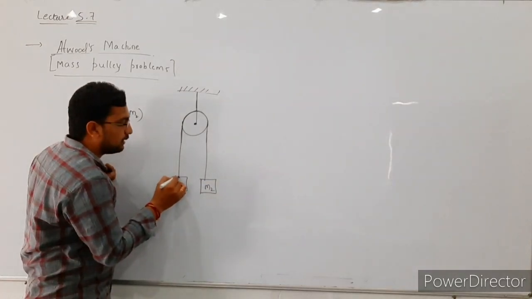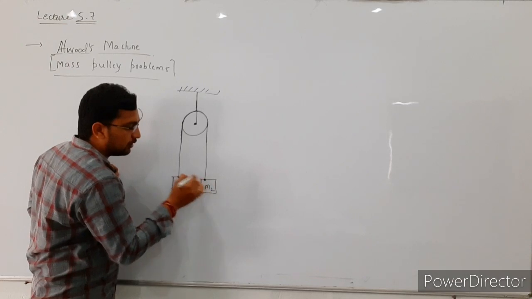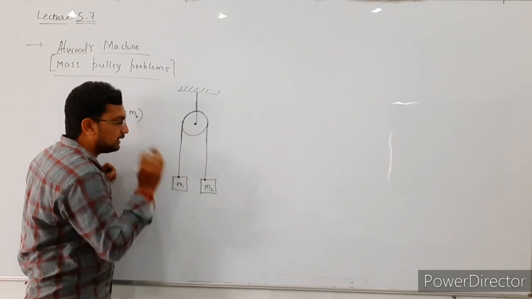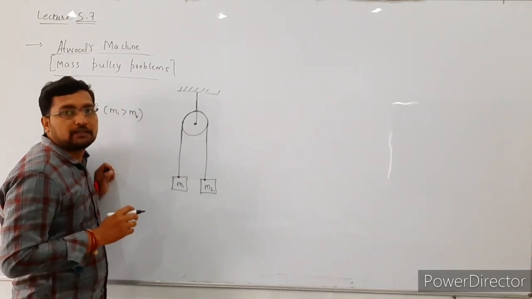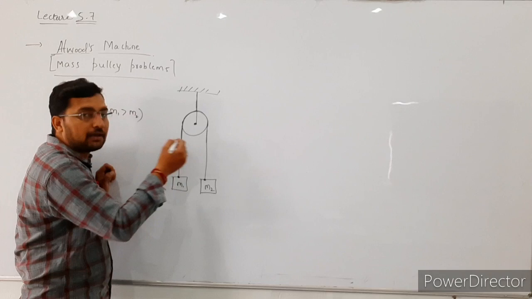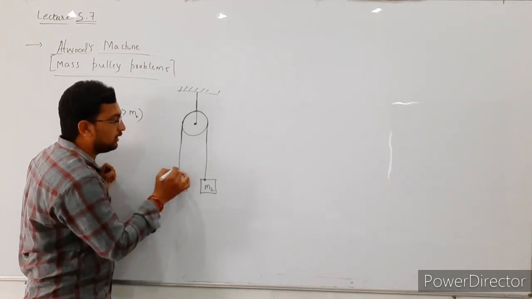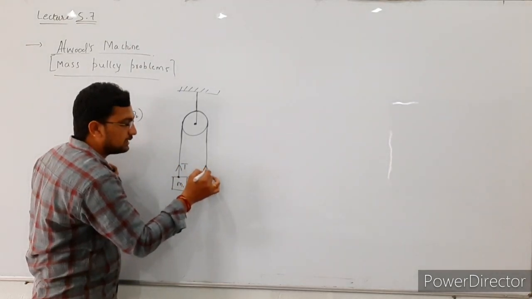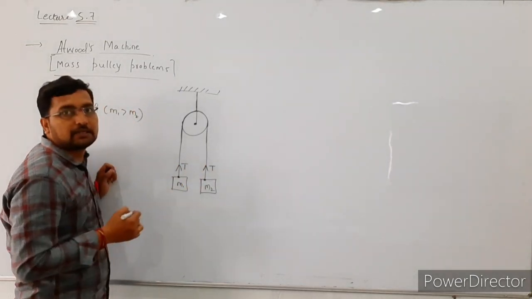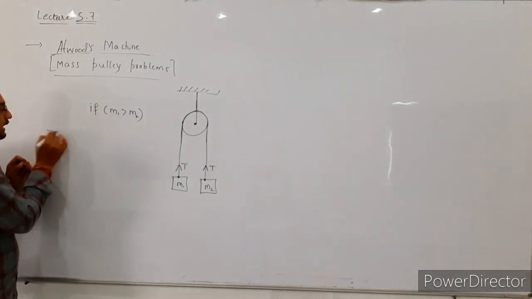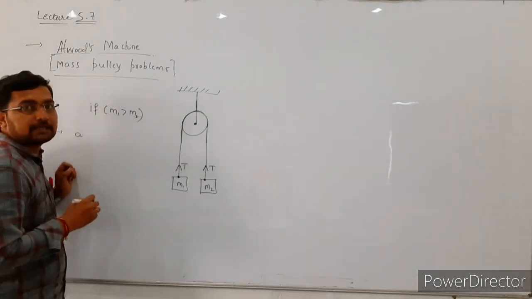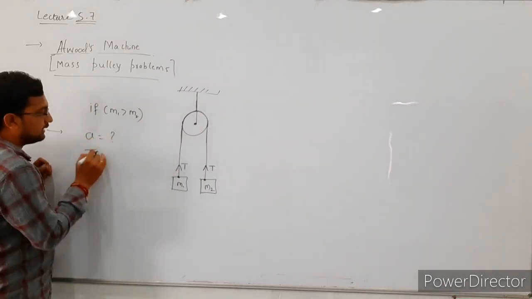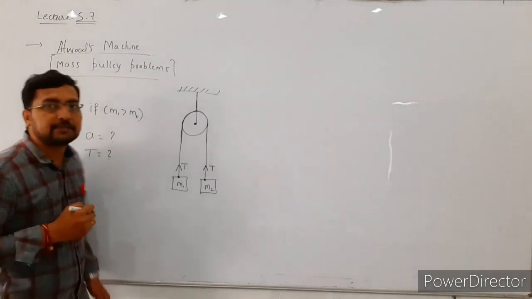This is a point of contact between the string and body B, and this is a point of contact between the string and body A. We already know that the direction of a tension is always away from the point of contact. So this is the direction of the tension here, and this is the direction of the tension here. Here we are also going to determine the acceleration of this system and the tension inside the string.